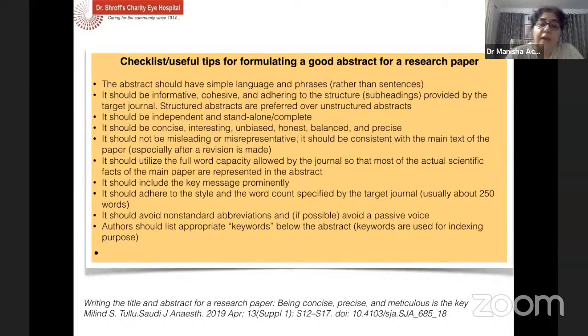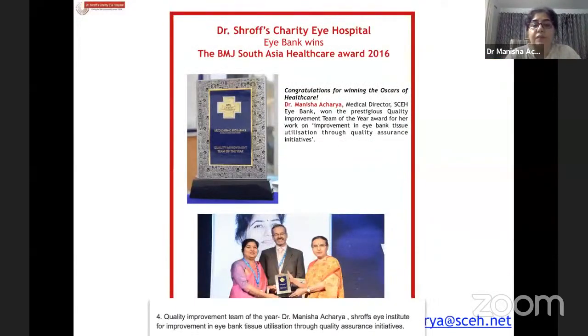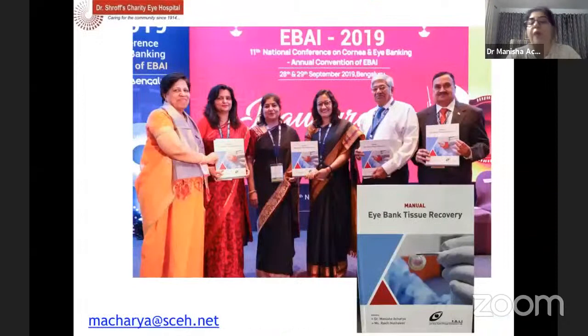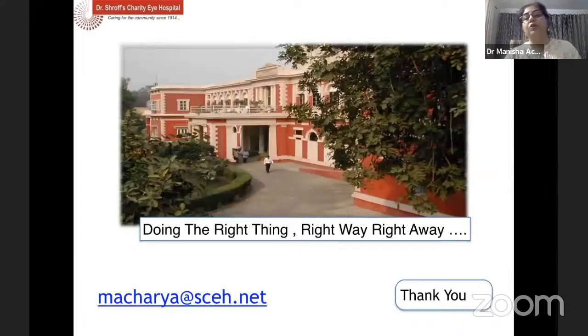I got this very nice checklist from a very nice article, which gives us all the useful tips for formulating a good abstract for a research question. So if we keep most of these things in mind, the abstract can be simple, concise and to the point, with the right amount of word limit, and the right message goes to the scientific community. Thank you again, AIOS, for giving me this opportunity to present in this very august forum.